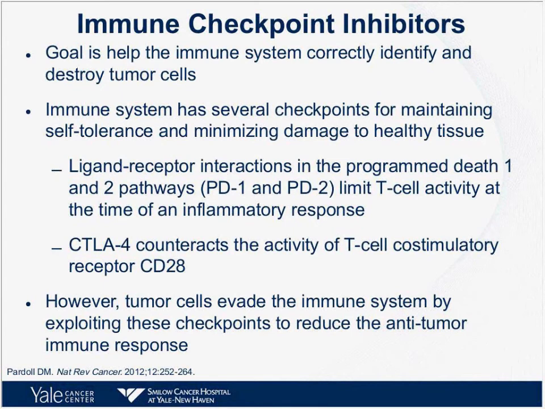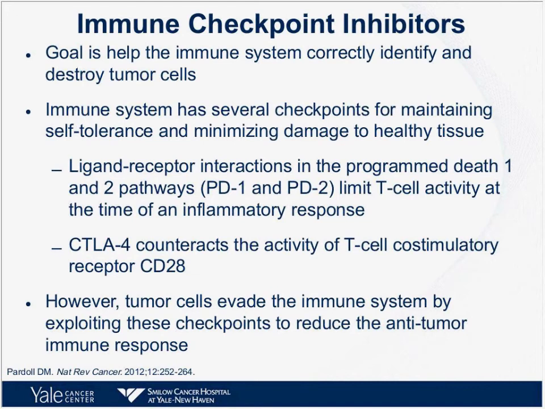The purpose of our talk is to talk about the side effects, but it is important just to highlight the mechanism of action of immune checkpoint inhibitors, just to give us a foundation for how side effects develop. So the goal of immune checkpoint inhibitors is to help the immune system correctly identify and destroy tumor cells. The immune system does have several checkpoints for maintaining self-tolerance and minimizing damage to healthy tissue. The ones that have approved drugs currently target the PD-1 and PD-2 as well as the PD-L pathway and CTLA-4.